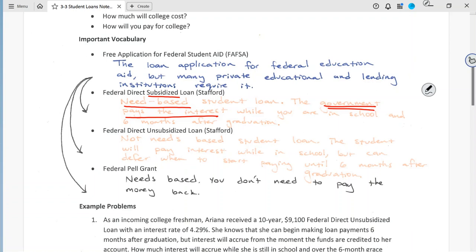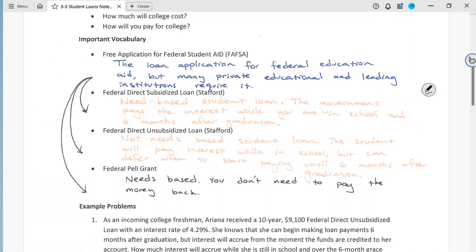Okay? The FAFSA also applies for federal Pell Grants. These are also needs-based. And a grant is like a scholarship where you don't pay the money back. And so it's basically free money that you use towards your education. So at this point, if you want to pause the video and jot down these vocabulary words, you may. Go ahead and pause the video.